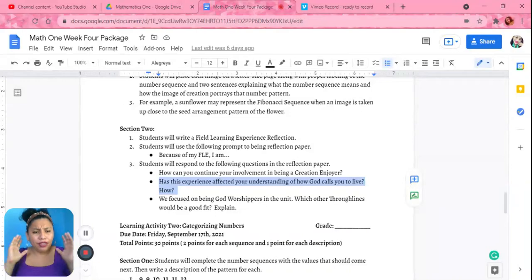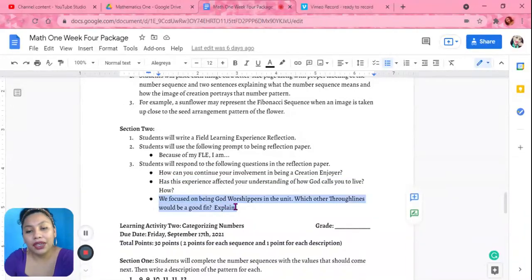So now, after I have taken my picture that shows creation, I have seen the number pattern in this picture. How has that helped you understand God more and what God calls you to do? And then the last one, we focused on being God worshippers in this unit. Which other through lines would be a good fit?